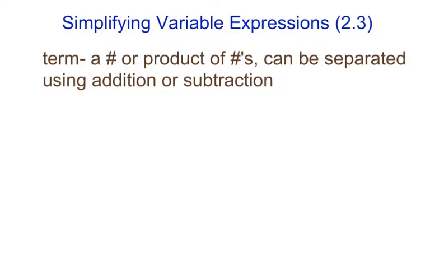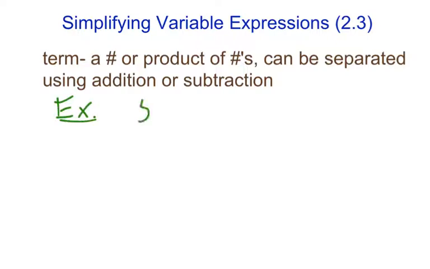Alright, simplifying variable expressions. Well, a term is a number or a product of numbers, and it can be separated using addition or subtraction. So let's do an example with terms.